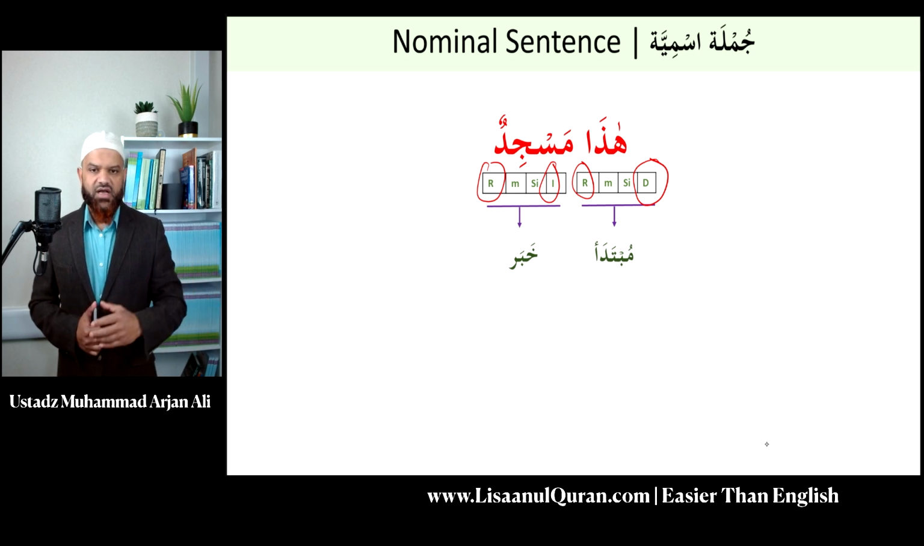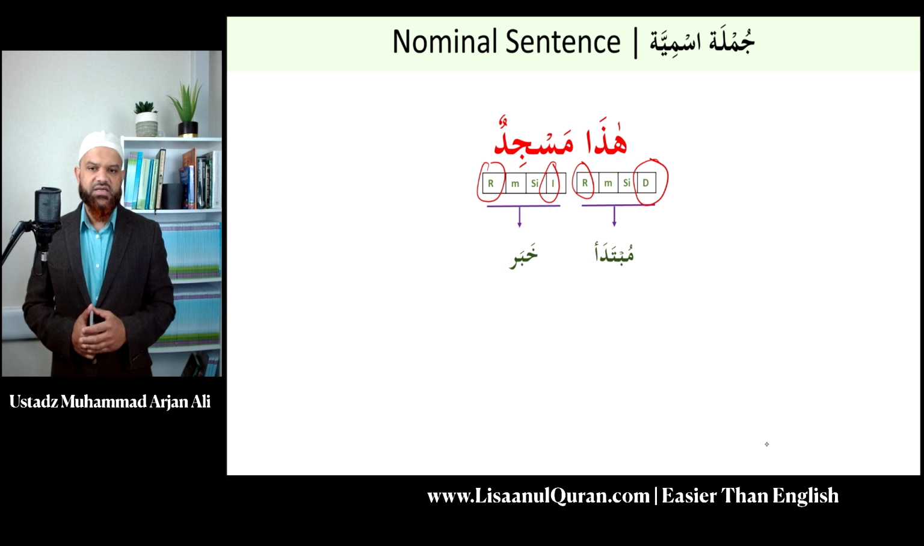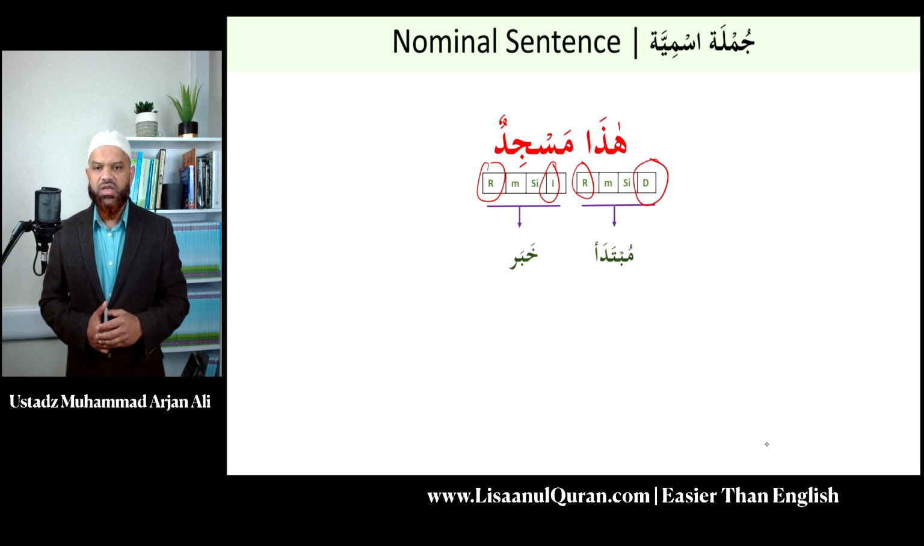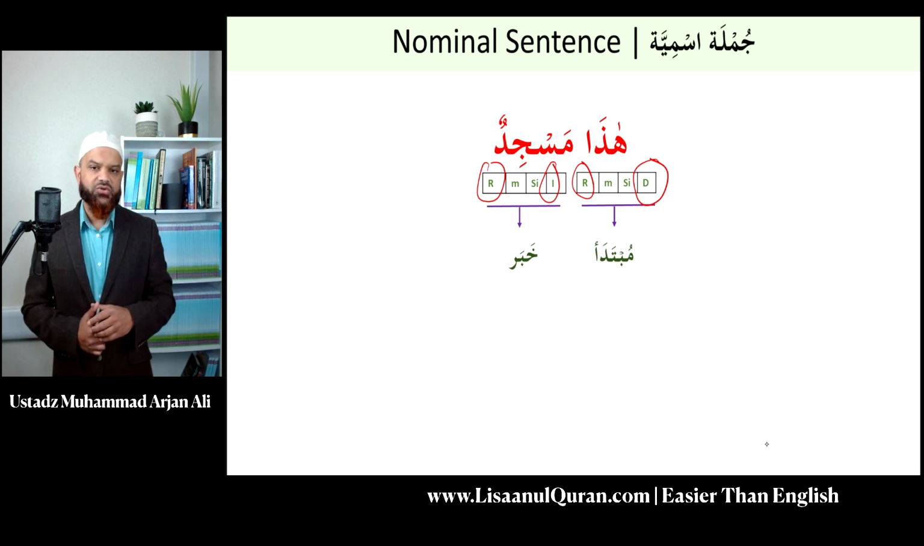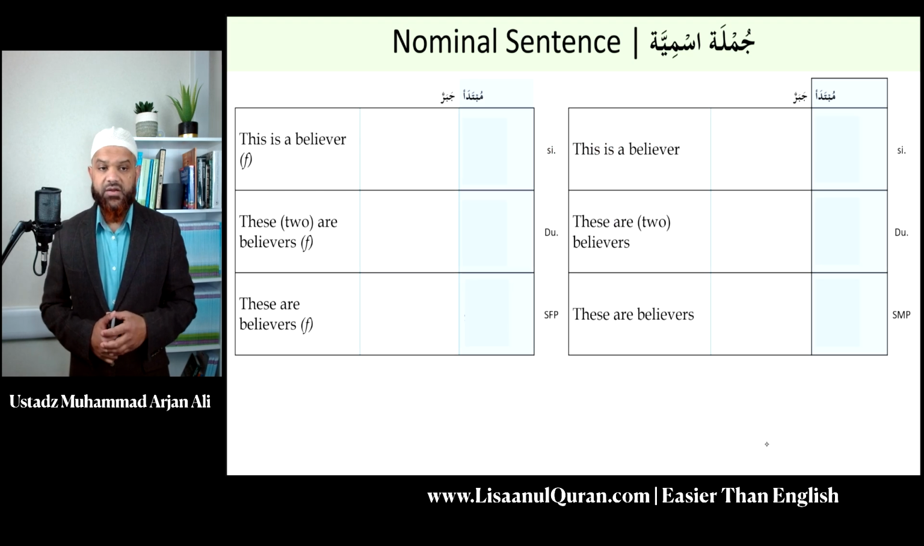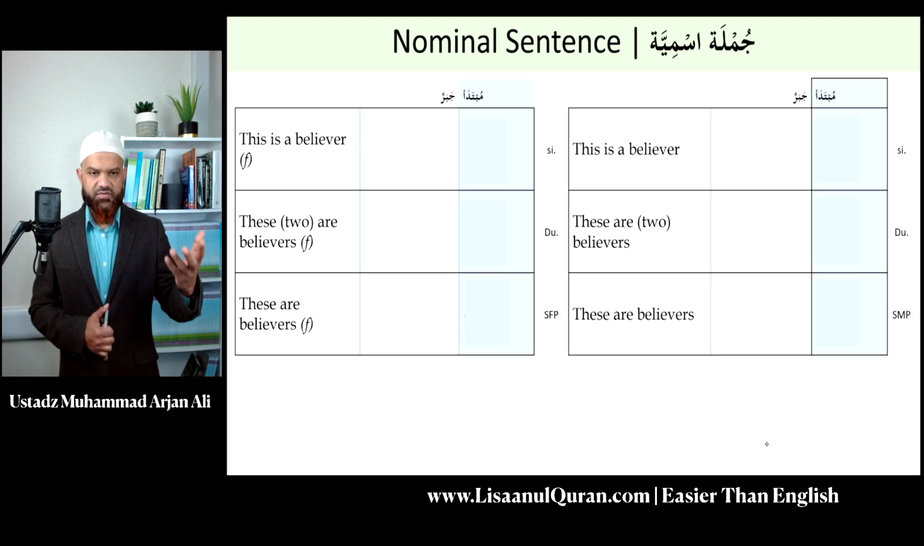And of course, the mubtada is definite and the khabar is indefinite. In this case, the khabar will be in the rafa status, and we will also say that the pointing word is in the rafa. Why? Because it's in the position of mubtada. So if I wanted to say in Arabic, this is a believer, remember the word believer in Arabic is mu'minun.